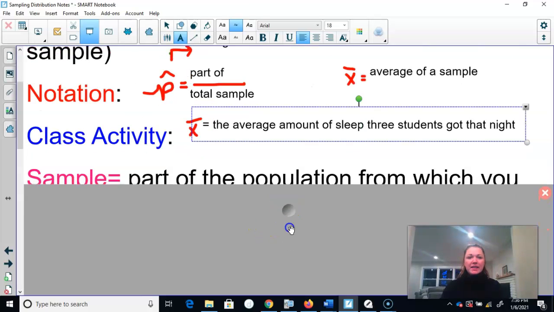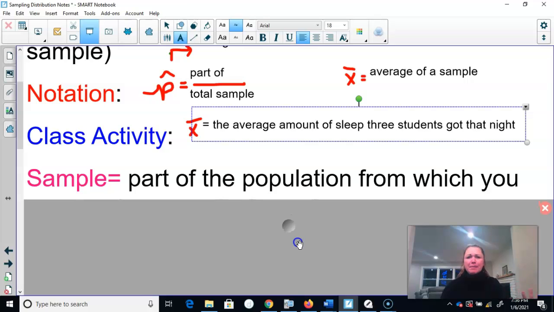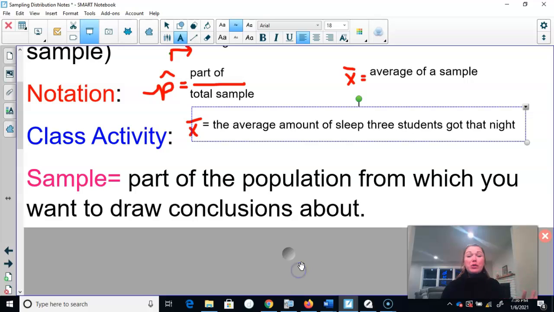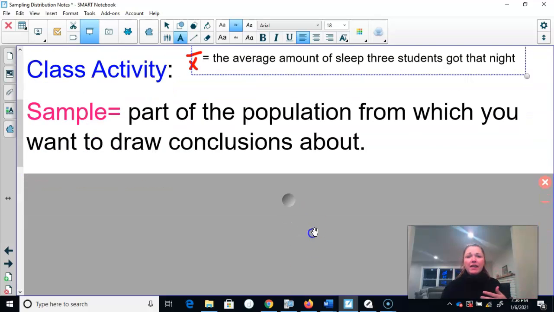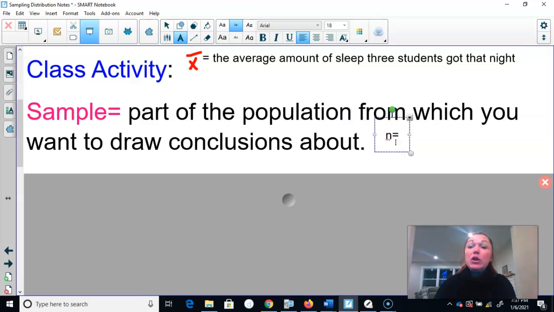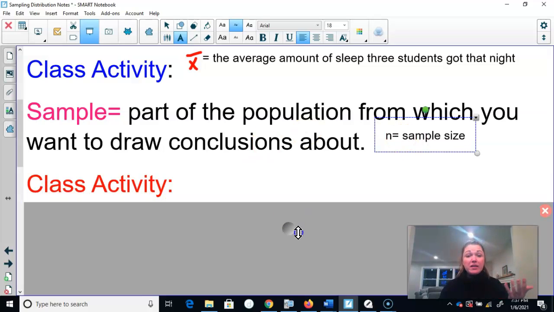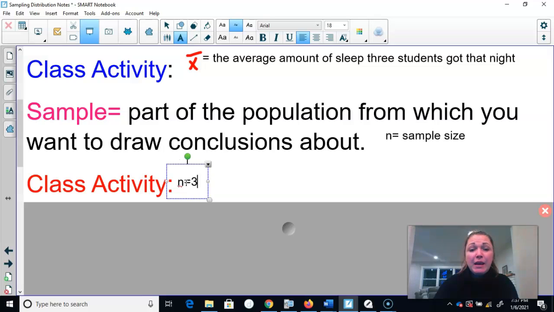Okay, let's move on. The next definition that you need to know is a sample. Well, what is a sample, Lexi? You know what it is? It's the part of the population for which you want to draw conclusions about. We describe a sample as n, okay? So we say n, lowercase n, equals your sample size. In our class activity that I just described, our sample size was n equals 3.